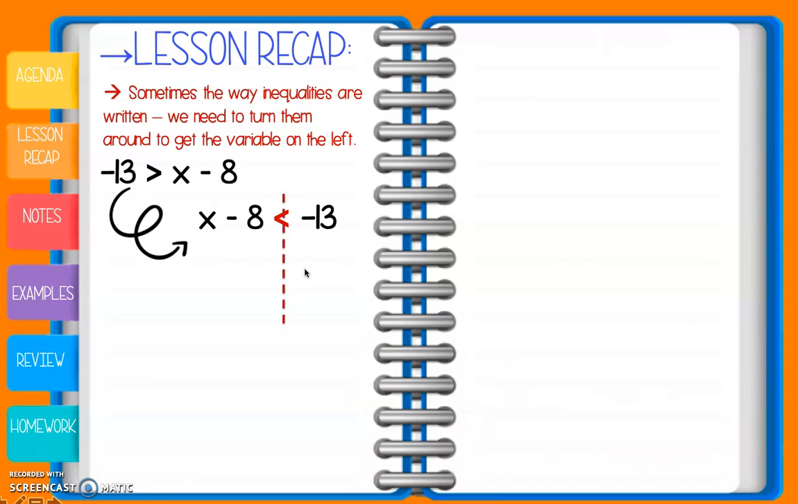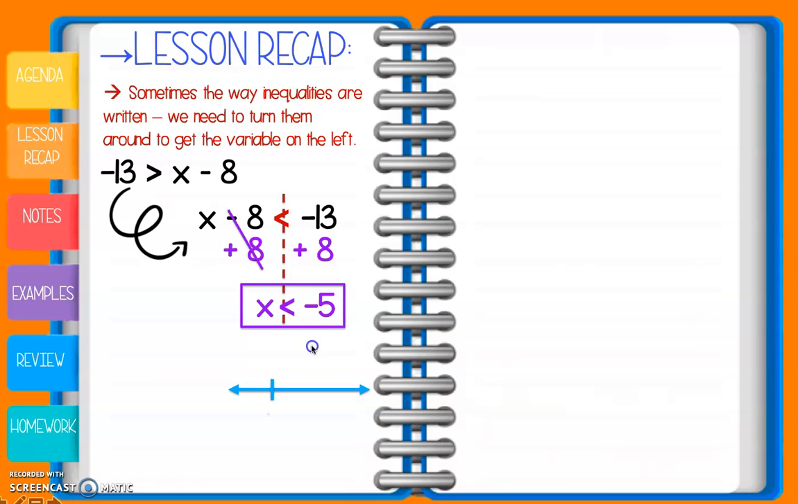Put your line through your inequality symbol. Okay, we have x minus 8. We're going to add 8 to cancel it out. Whatever we do on the left, we have to come over here and do the exact same thing on the right. Minus 8 and plus 8 cancel each other out. And we have x is less than negative 5. So that's our solution. We need to put our solution on a graph. So we plot our negative 5. It's less than, so we're going to have an open circle with a line to the left.